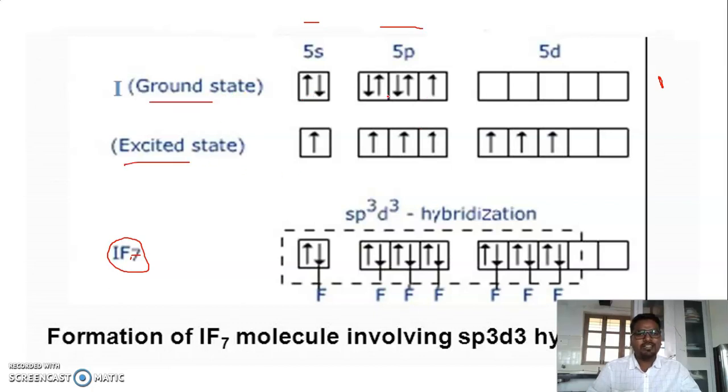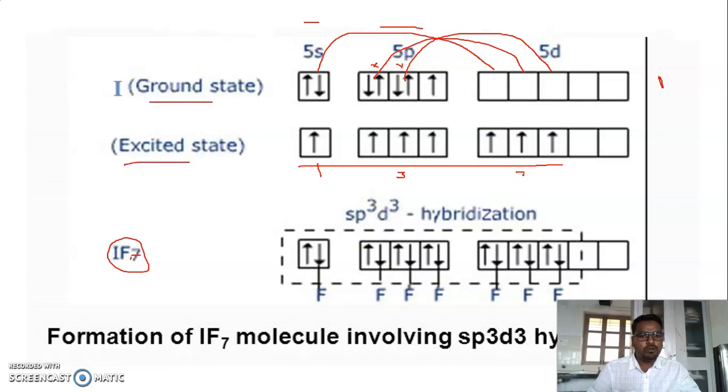During the excited state, electrons from the 5s, 5px and 5py orbitals shift to empty d orbitals. The electrons are shifted like this, one electron to the nearest d orbital at that moment. It forms 7 partially filled orbitals. These 7 partially filled orbitals undergo hybridization to form sp3d3, that is 1 s orbital, 3 p orbitals and 3 d orbitals.